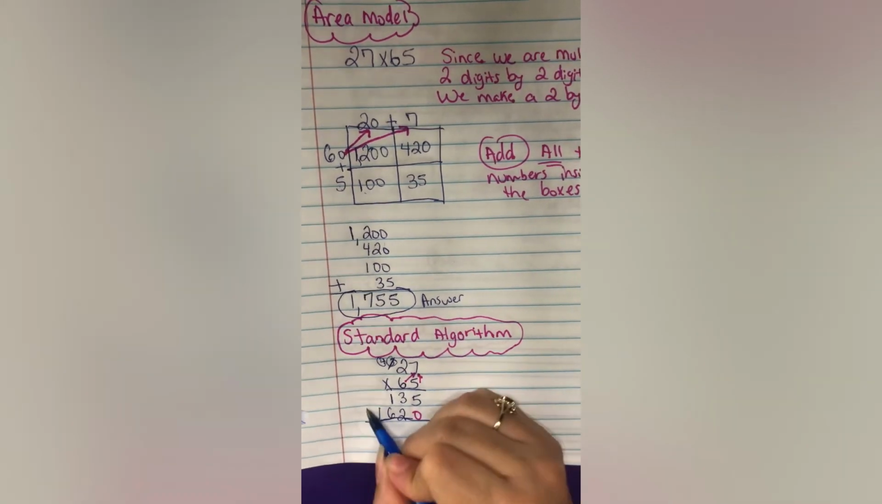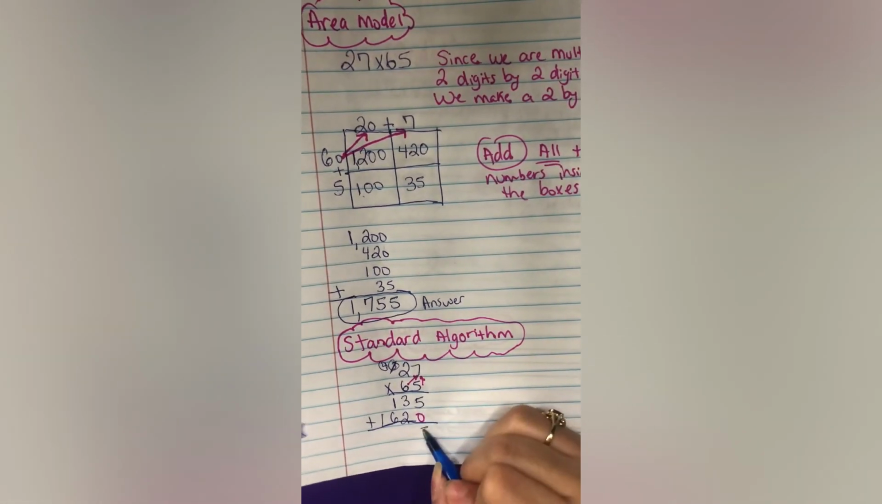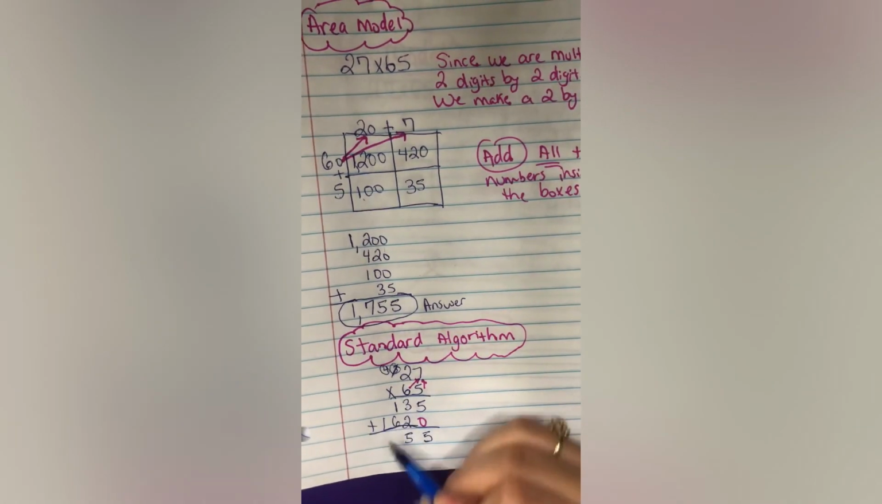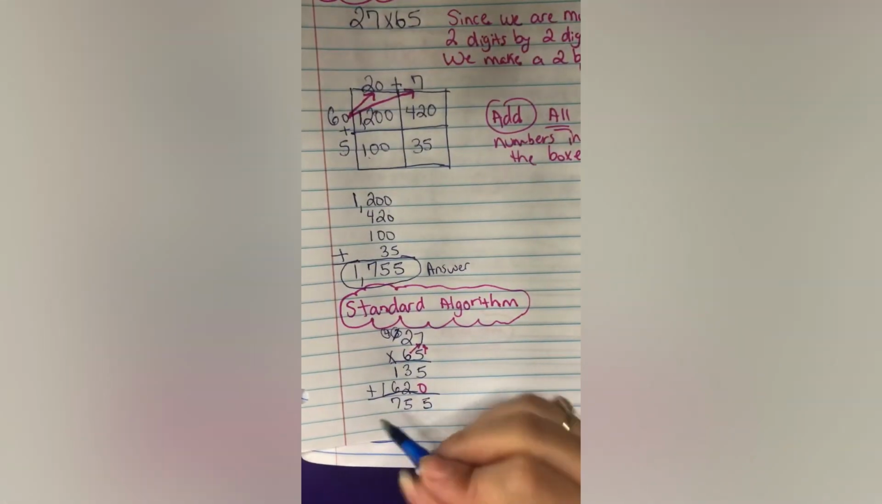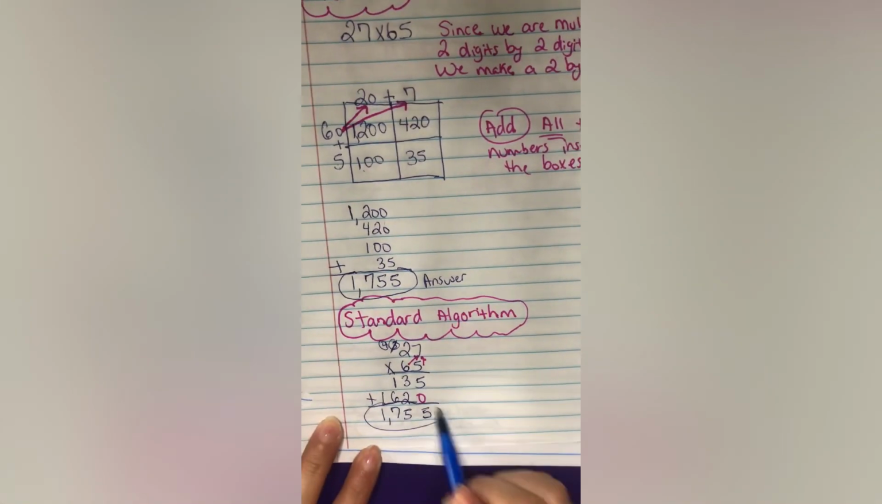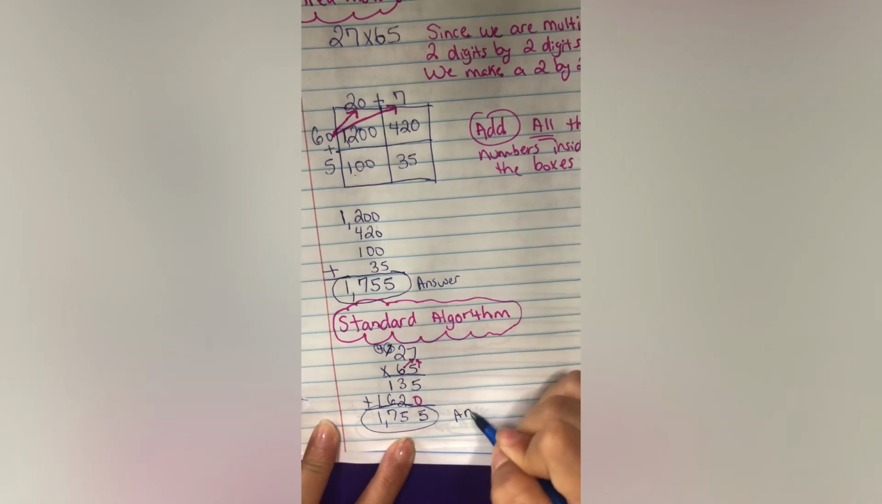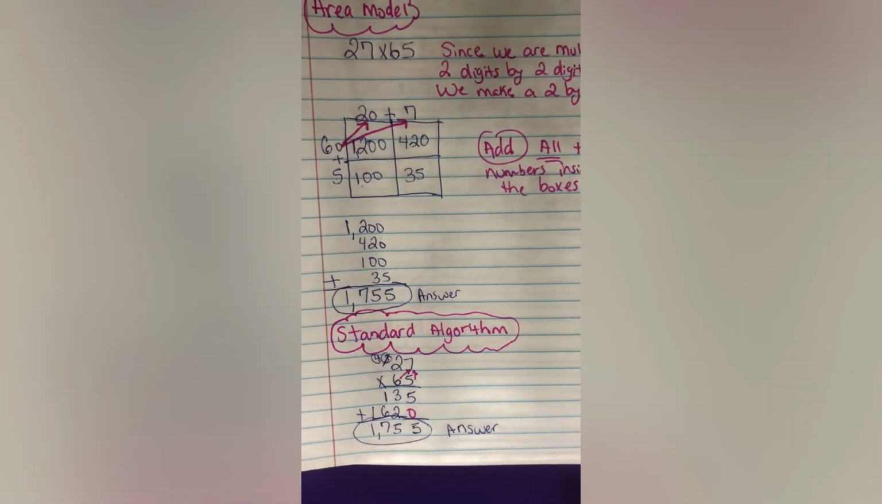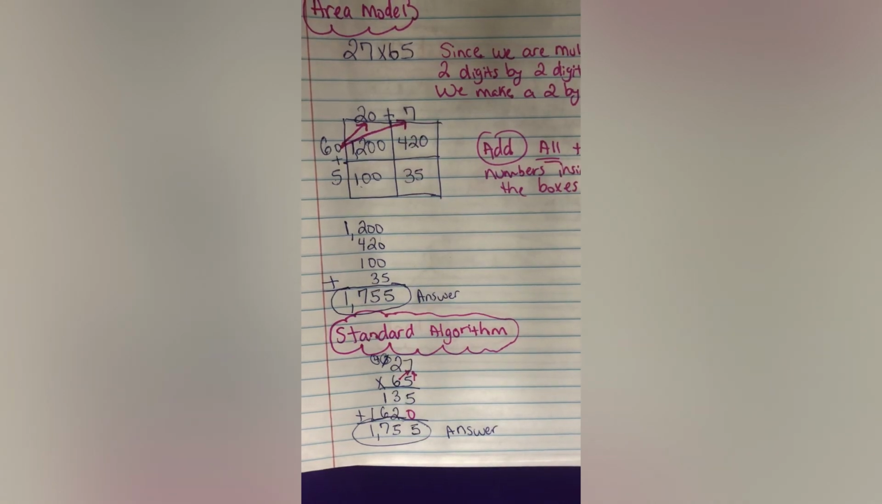Now I can add all of this. 5 plus 0 is 5. 3 plus 2 is 5. 1 plus 6 is 7. And 1 plus nothing is 1. So your answer is 1,755.